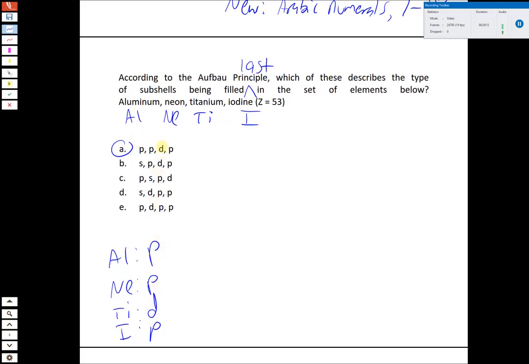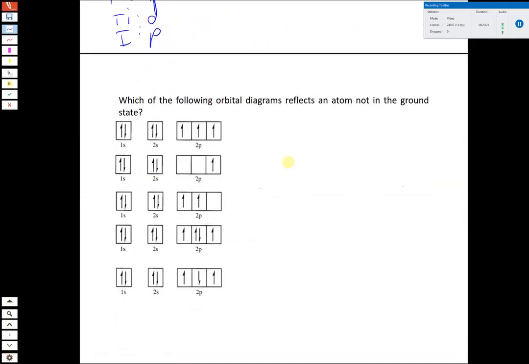And I think the confusing wording on this was part of it. We're just looking again, where does that last electron go, which is determined by the location on the periodic table. All right, and then finally the last one, we're looking here for an orbital diagram that reflects an atom not in the ground state. So there's two things we have to consider for identifying ground state electron configurations or orbital diagrams like this, Aufbau and Hund's rule.